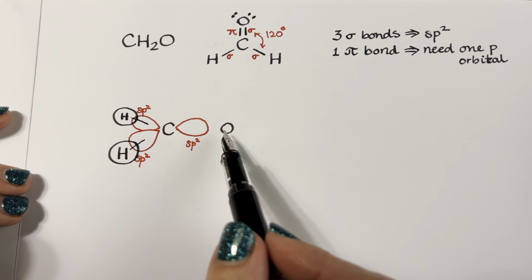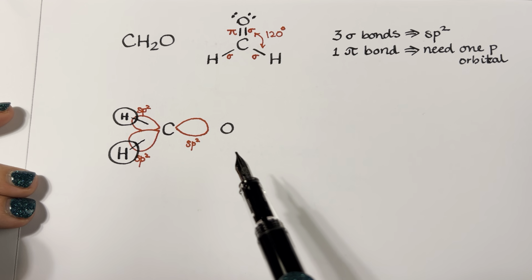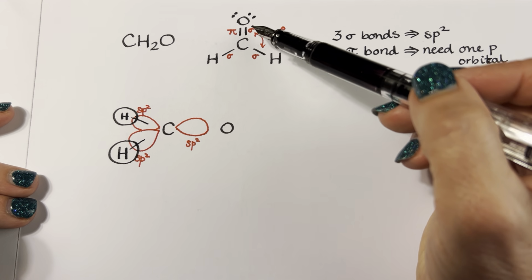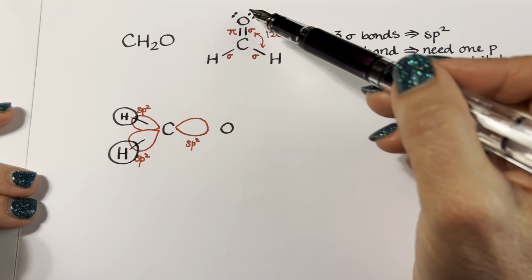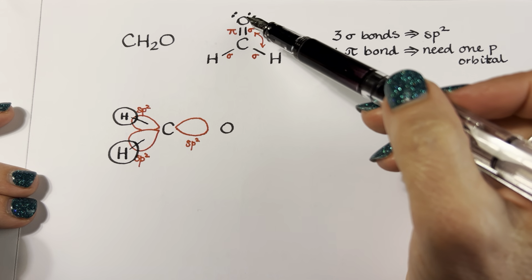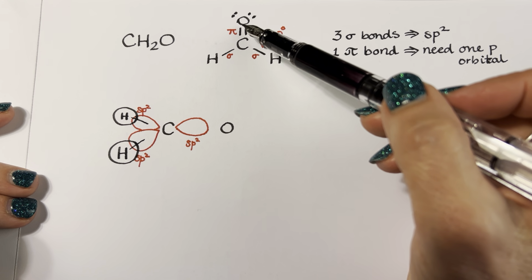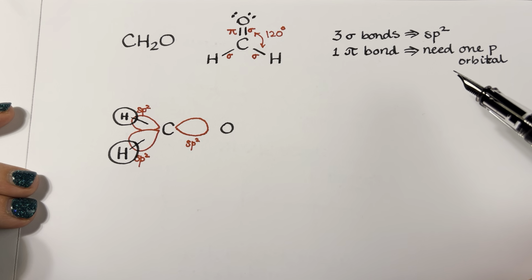Now with the oxygen, this will also be sp2 hybridized. It's got a sigma bond, so it needs a hybrid orbital for that. It's got 2 lone pairs. It needs 3 total hybrid orbitals, and it has a double bond, so it also needs a leftover p orbital.